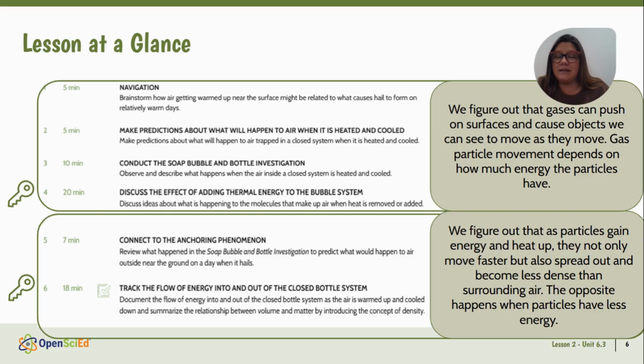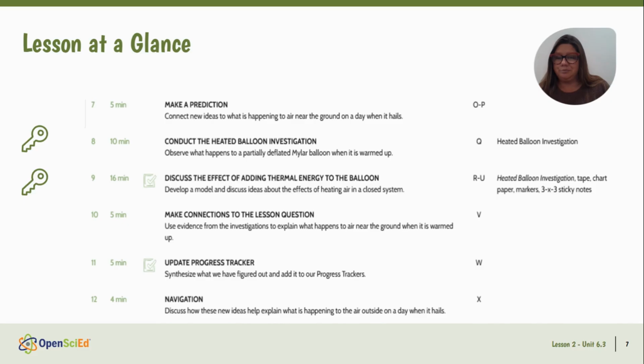And we attempt to make sense of why we saw what we saw in the second section. So we figure out that as those particles gain energy and heat up, they not only move faster, but we saw them spreading out and becoming less dense than surrounding air, which is why we saw that bubble going up and out. But the opposite also happens when the particles have less energy. When there's less energy inside the bottle, we saw the bubble going down because there was more energy outside. So we are figuring out why those particles are causing different effects on the bubble.